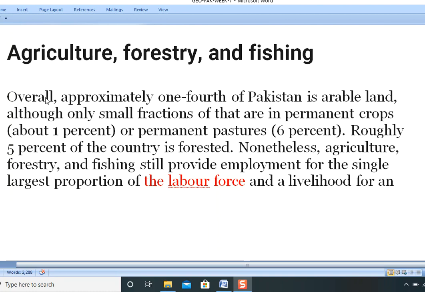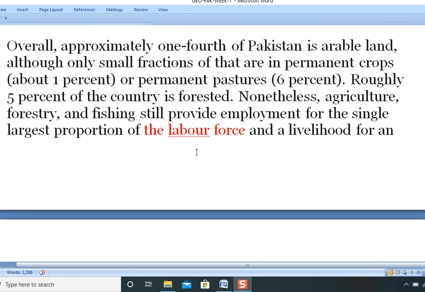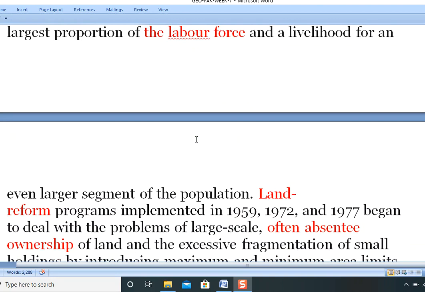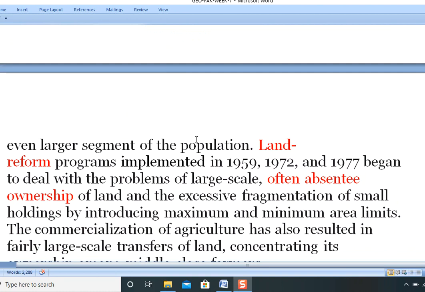Let's read. Overall, one quarter of Pakistan is arable land. Mean one quarter of Pakistan's land is agriculturable, although only small fractions of that are in permanent crops, about 1%, or permanent pastures, 6%. Roughly 5% of the country is forested. Nevertheless, agriculture, forestry, and fishing still provide employment for the single largest proportion of the labor force and a livelihood for an even larger segment of the population.